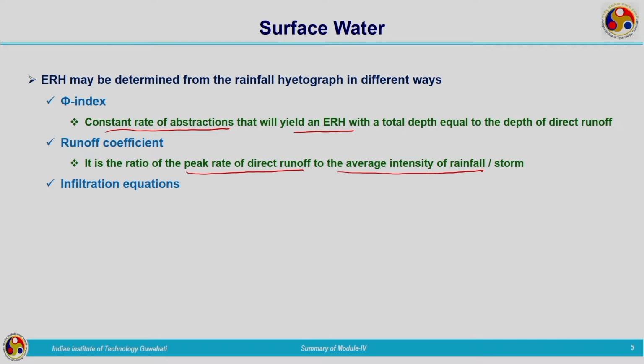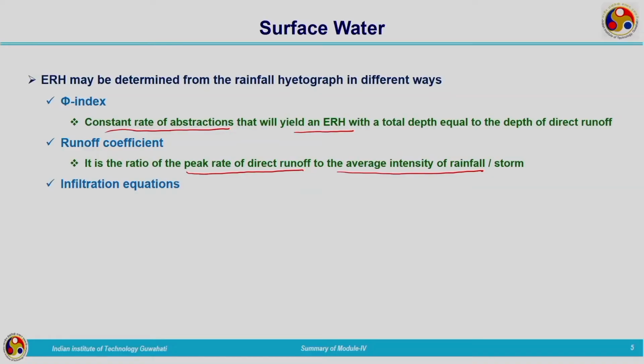As in the case of Phi Index, instead of a constant rate, the infiltration rate is represented by an exponential curve in the case of Horton's infiltration equation. That infiltration curve will be superimposed on the rainfall hyetograph, and what is below the infiltration curve is considered as abstraction, and what is above represents the effective rainfall. So, we will be deducting the quantity of water which is below the infiltration curve from the total rainfall value to get the excess rainfall.